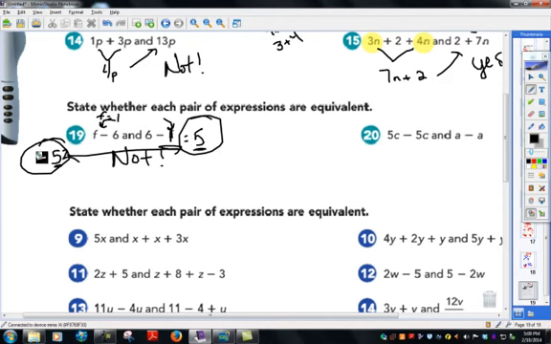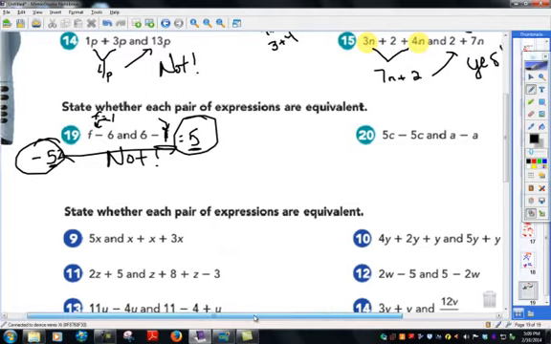I'm sure if I asked you if you'd rather have negative $5 or positive $5, you'd all say positive $5. You're not even close to being the same thing.